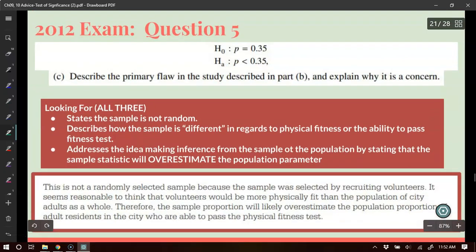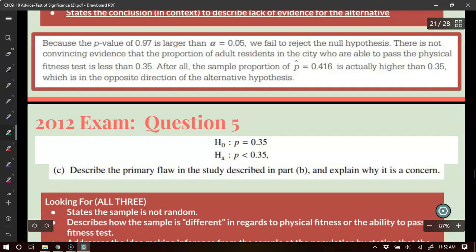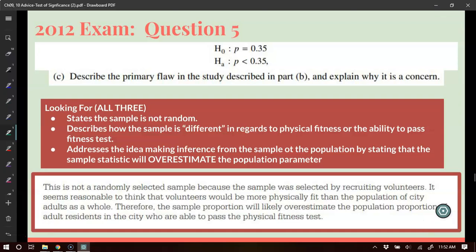Now, part C is interesting: can you describe a flaw in the study that was described in part B? So I have to go back and read part B, and right away, as I go through and read it, I see this part right here. It says the word volunteer. And there are three things they're looking for. I don't just say, oh, it was volunteers. They are looking for three things, and all three had to be there in order for it to be an E. It wants to make sure you know they were not randomly selected. That condition was violated. So therefore, that is not random, it's volunteers, so that's not good.